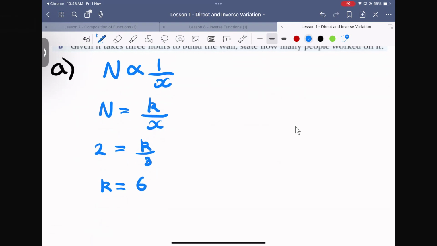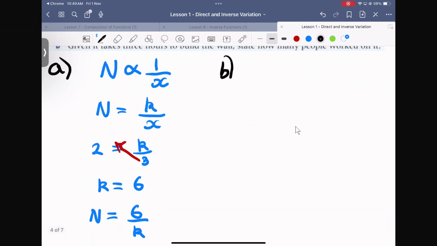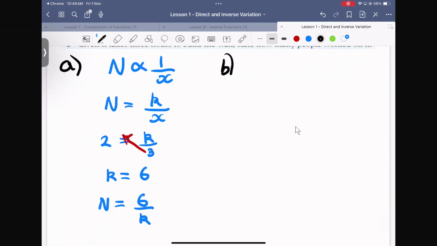6. So what is our model? N equals 2 times 3. What is our model? N equals 6 over X. This is our model. All right, so B. Let's have a look at B. Oh, sorry, I've written K instead of X.